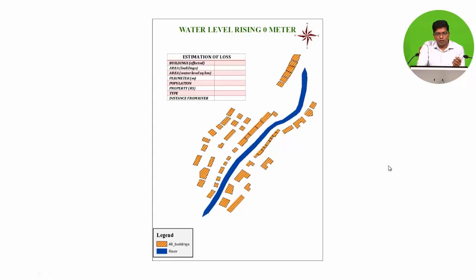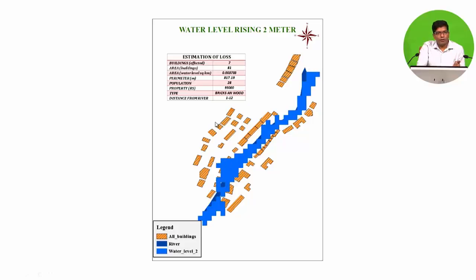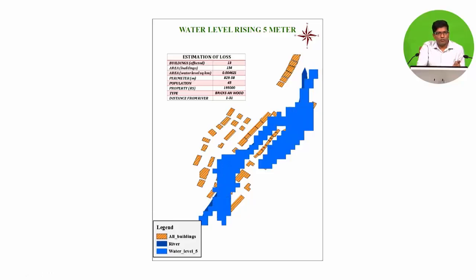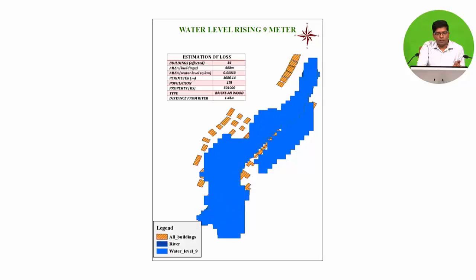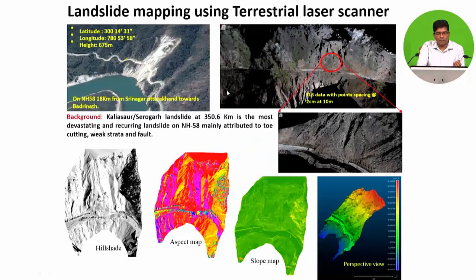And also, pictorially we can show that this is the river stream, and using the TLS data and surface and various hydrological models, we can see that if there is a slight rise in the water level, which buildings will be affected. So here we can see, and also in parallel we can estimate how much the property loss will be.